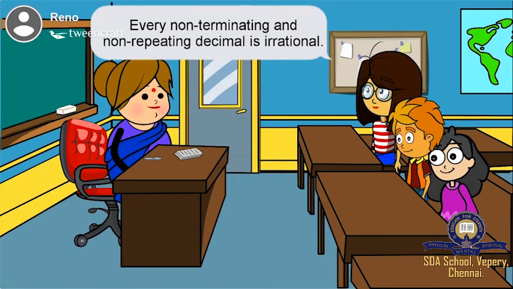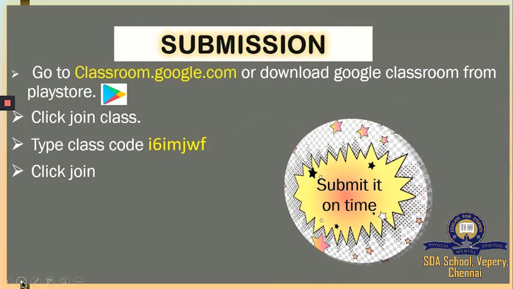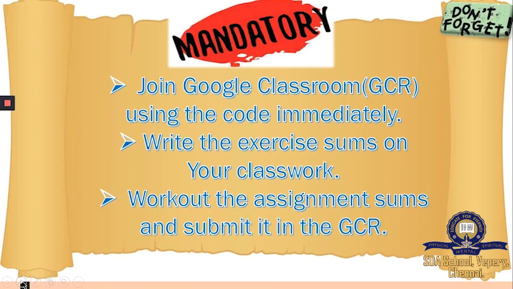Based on this, I have given you an assignment. Work out the assignment sums in your classwork and submit it in the GCR. The procedure for joining GCR is given here. This is mandatory for everybody. Join Google Classroom using the code immediately. Write the exercise sums on your classwork. Work out the assignment sums and submit it to the GCR. Thank you.